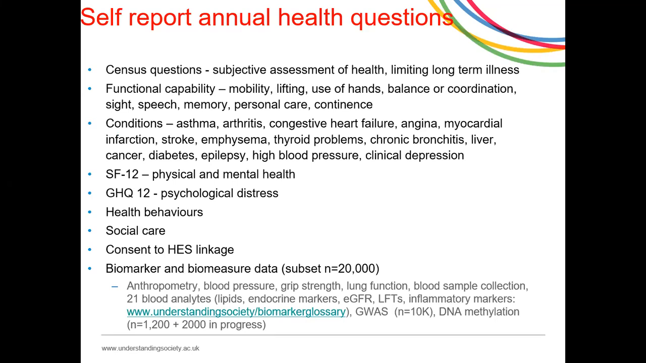So this is just more detail about the sorts of things that we've collected from the participants in terms of their health: the conditions, the SF12, the GHQ12, health behaviours. And we have tried to consent the participants to data linkage, although we've not been tremendously successful in actually doing that linkage. So we're trying to do that at the moment. We have data linked to the Scottish health data, and we should be having data linked to the Welsh data as well. We just don't have English linkage at the moment, and we're trying to do that.